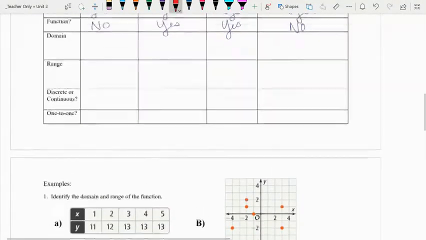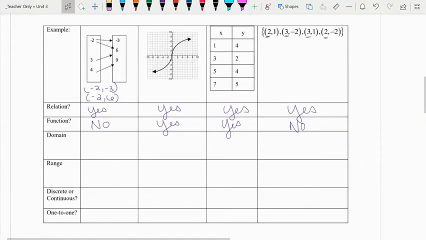So let's focus on domain and range for these ones. Okay, now anytime you have something like this, these are actually called relations. Okay, and domain is always the x and range is always the y. It's kind of just like an XY thing, like the chart that you see here. Okay, but it's domain and range.